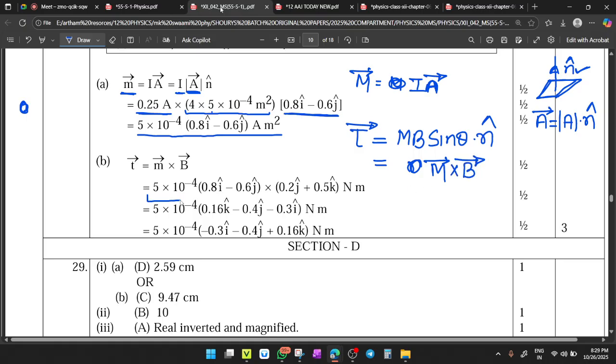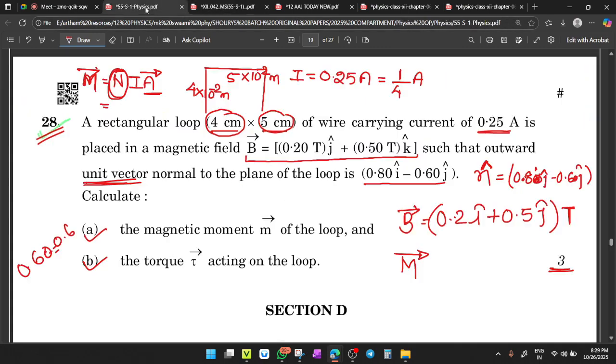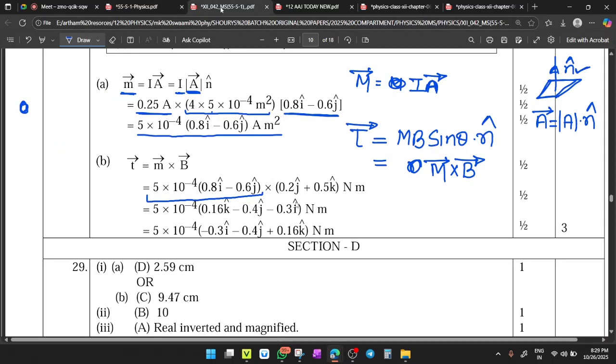What is m vector? This is our m vector. And what is B vector? B vector is given in the question. This is the magnetic field 0.20. It is made more complicated, but you have to write only 0.2. There is no meaning of a 0 after the decimal point. So this one. And the unit of the torque is Newton meter. Clear? Now multiply with the vector rules.